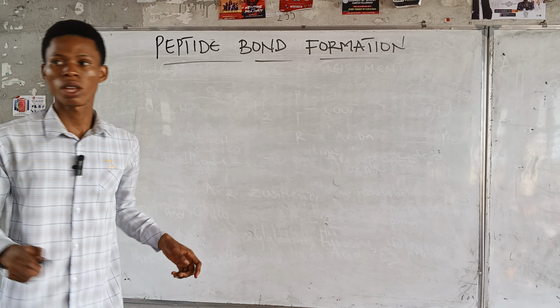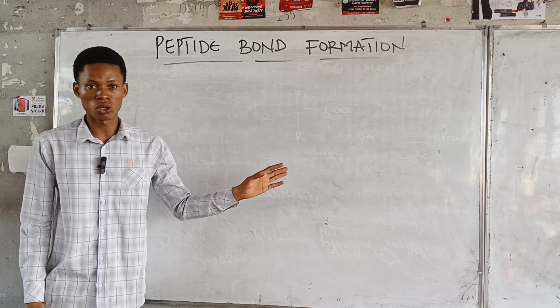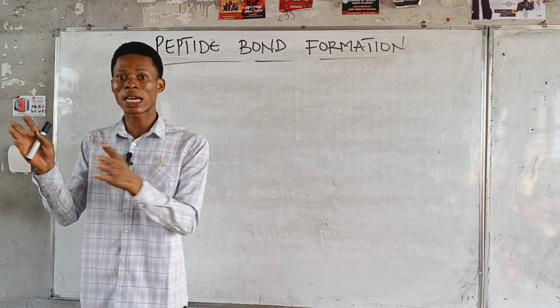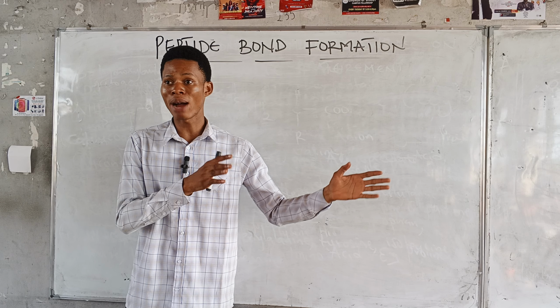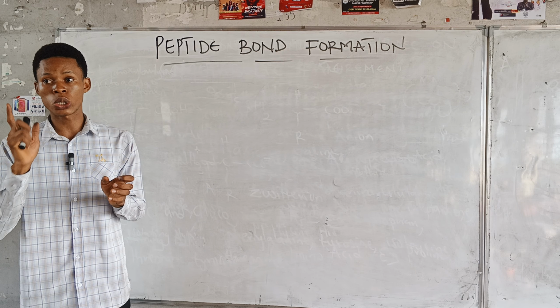All right. Please, let's listen up. We are going to be looking at peptide bond formation. Now, you agree with me that amino acids are the building blocks of proteins, right? And the amino acids are linked together by peptide bonds. Now, we want to see how the peptide bonds are formed.